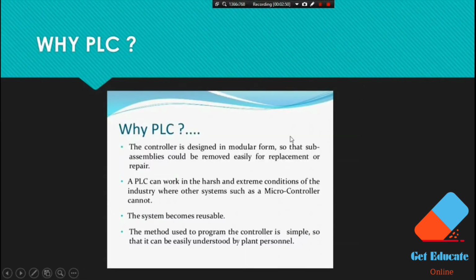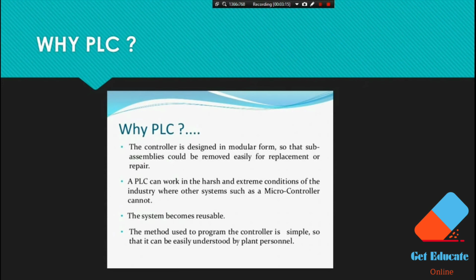Then why do we use PLC? The PLC controller is designed in a modular form, so it can be modified. Input and output cards can be replaced, increased or decreased. The sub-assemblies, that is the input and output cards, can be removed easily, replaced or repaired.